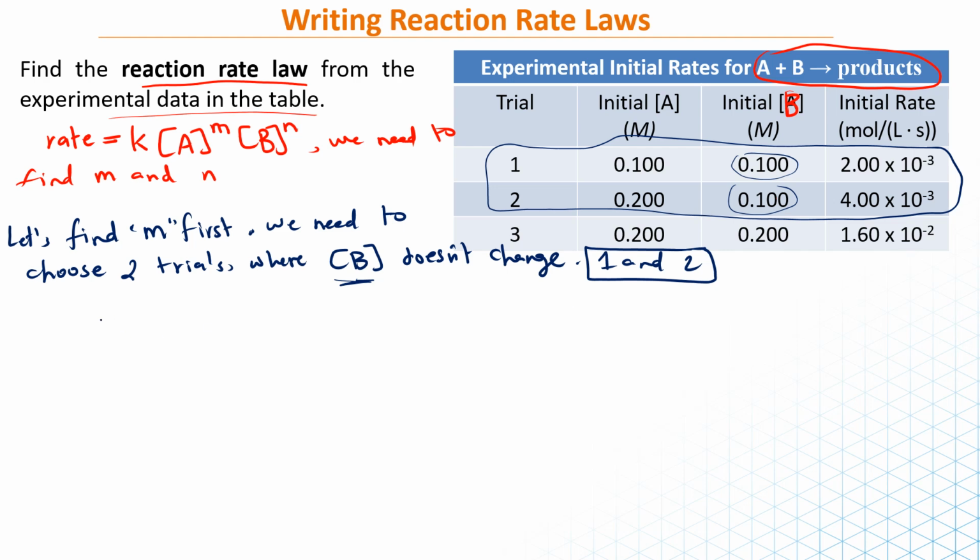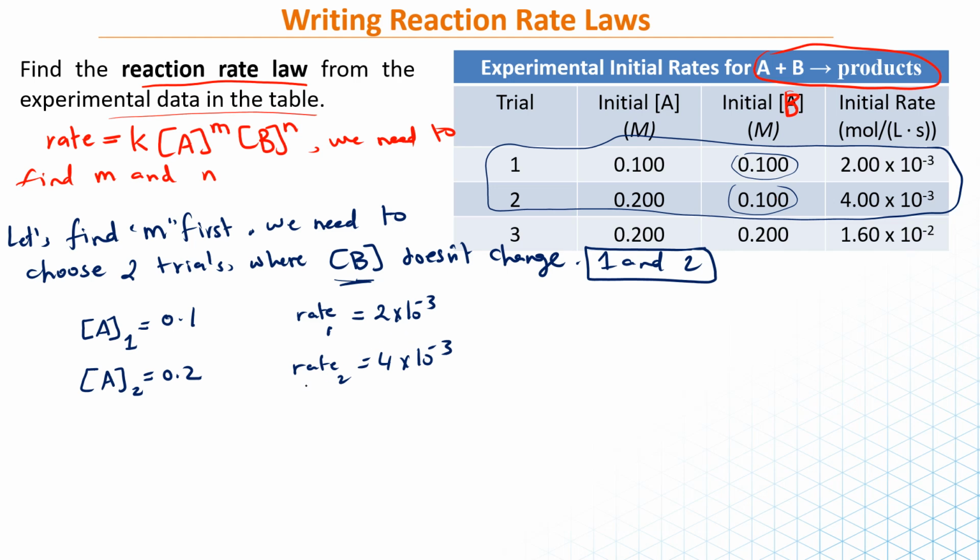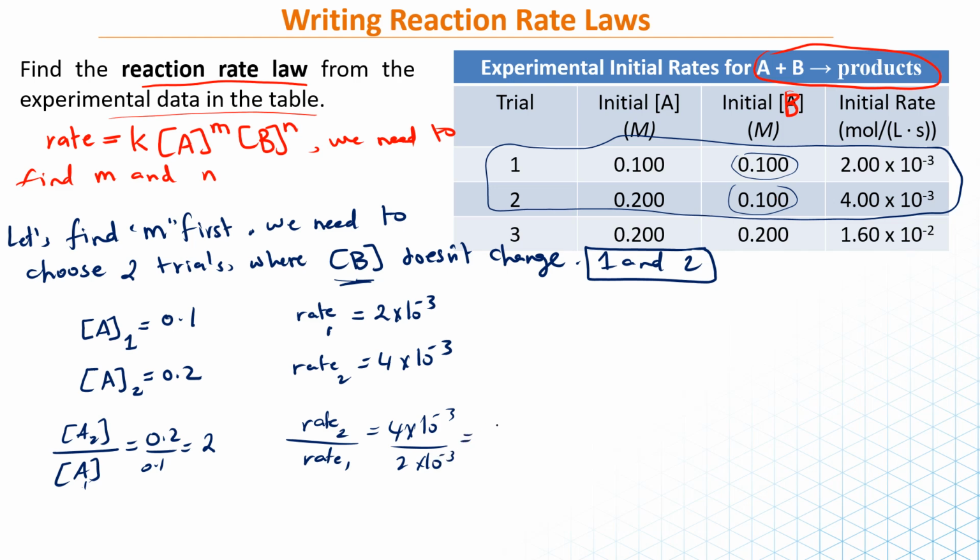Okay. So here you have the concentration of A at trial 1 equals 0.1, and this is the concentration of A in trial 2 equals 0.2, and the rate of trial 1 equals 2 times 10 to the power minus 3, whereas the rate for trial 2 equals 4 times 10 to the power minus 3. Now, guys, what you need to do is divide the concentration of A from trial 2 over trial 1. So 0.2 over 0.1 equals 2. And here, divide the rate from trial 2 over the rate of trial 1. So 4 times 10 to the power minus 3 over 2 times 10 to the power minus 3. The answer is 2.